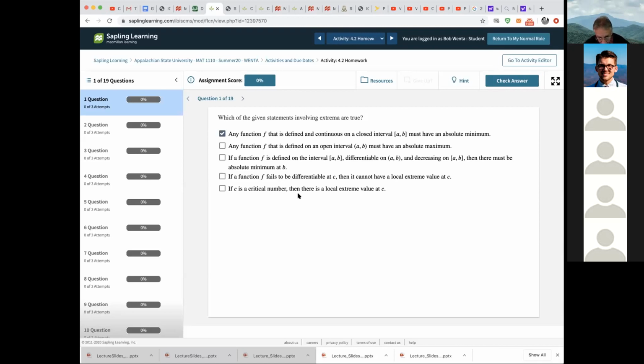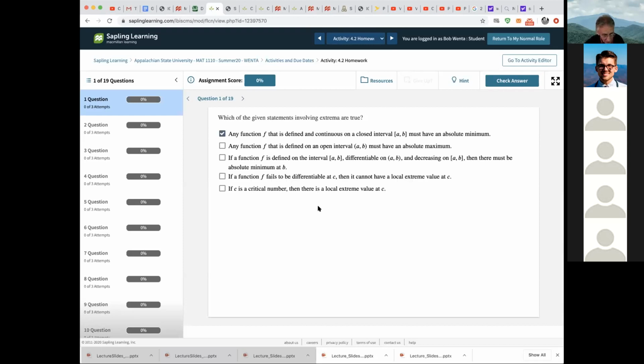If C is a critical number, then there is a local extreme value at C. Not necessarily, okay? I'm ruling things out as we're going here. Not necessarily. You can have a critical number where the derivative is undefined. The first derivative was undefined at that point, and as a result, it could be going to a different circumstance there than having a local extreme. So I'll talk about that in just a minute also. If the function f fails to be differentiable, then it cannot have a local extreme value at C. If it fails to be differentiable, then you can't do it.